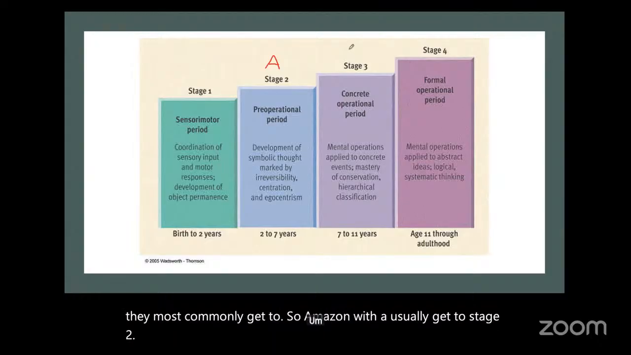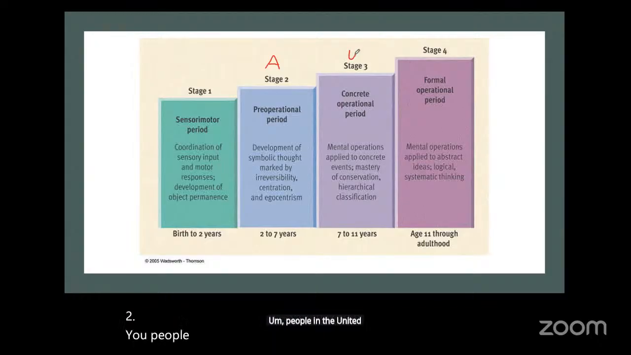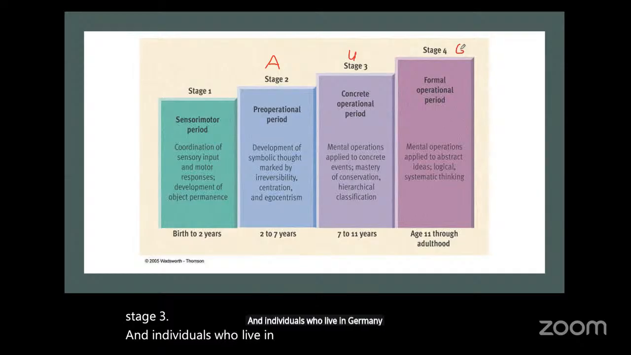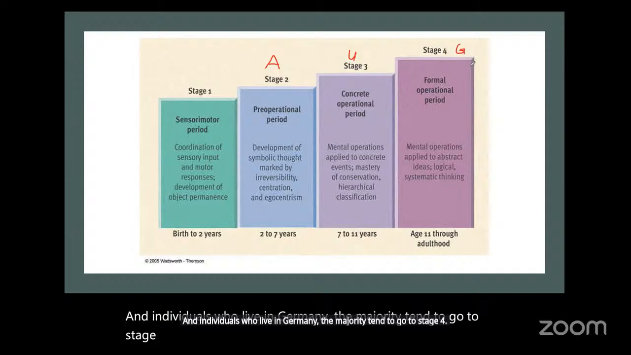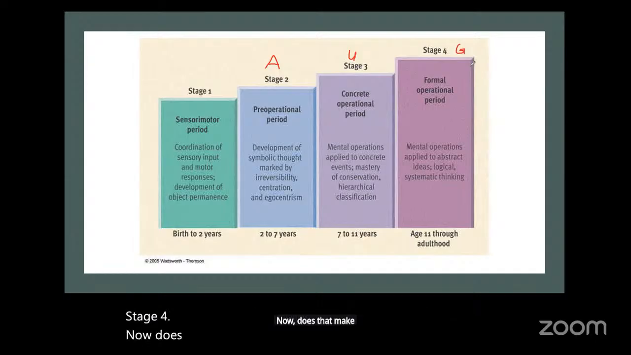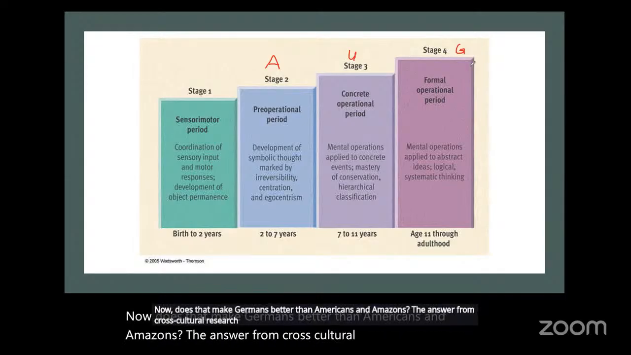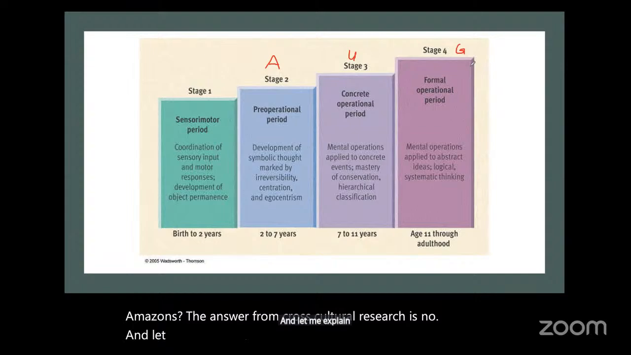People in the United States, the majority are in stage three. And individuals who live in Germany, the majority tend to go to stage four. Now, does that make Germans better than Americans and Amazonians? The answer from cross-cultural research is no. And let me explain why.